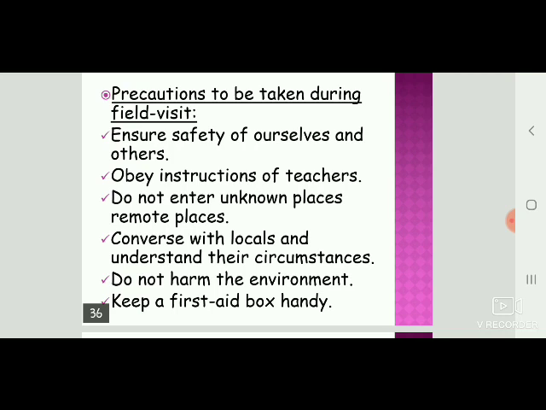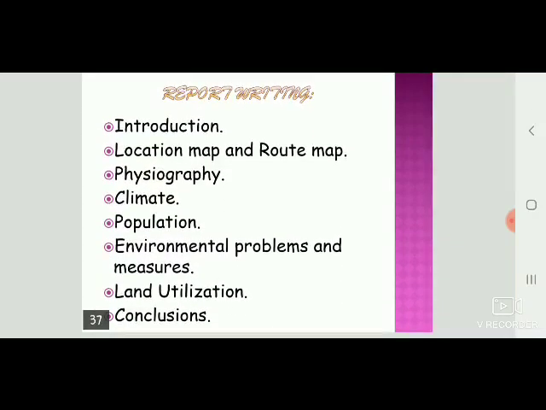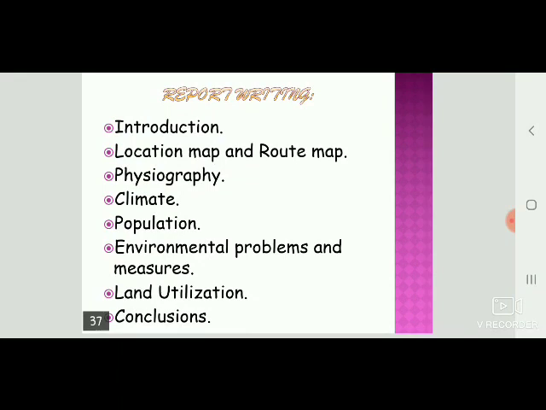After a field visit, how do we write a report on the field visit? A field report should be written on the basis of information obtained after the visit is complete. You can use the following issues to make a report. Add photographs wherever necessary.